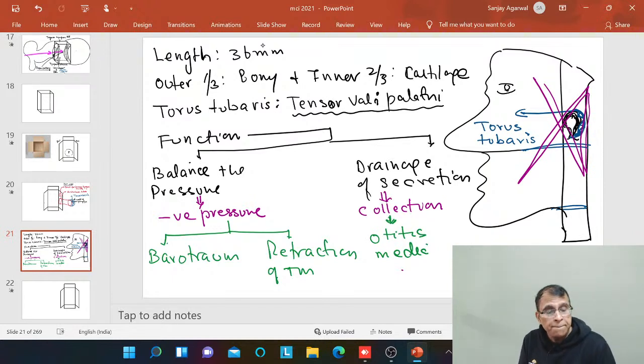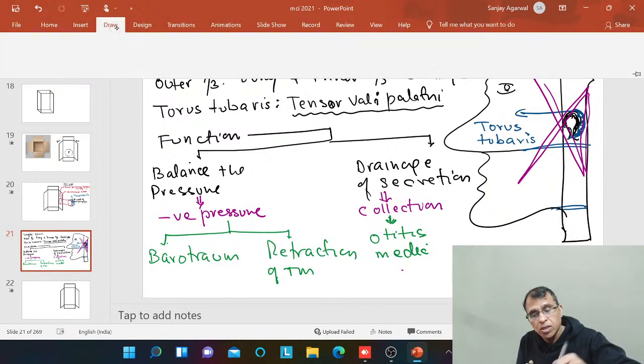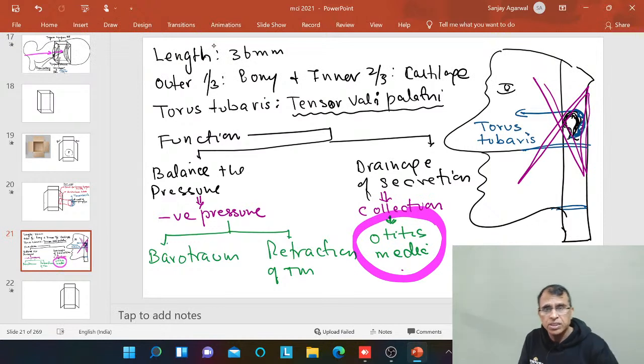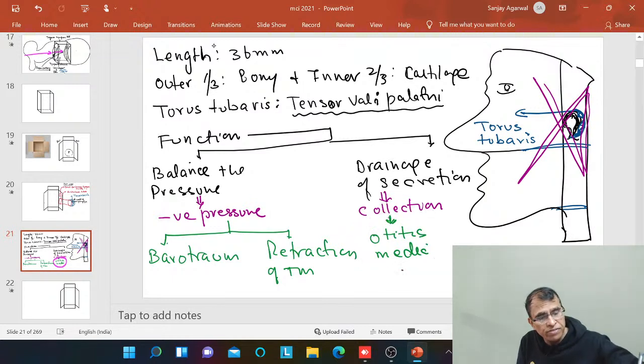Now, otitis media, this one. Otitis media is a very important topic of the ear. The most important topic, actually. And to complete otitis media, it takes 2 hours, maybe more sometimes. Isliye isko details mein karenge baad mein. So we'll do this later on. So ignore it now. The rest of the two I'll tell you briefly now.